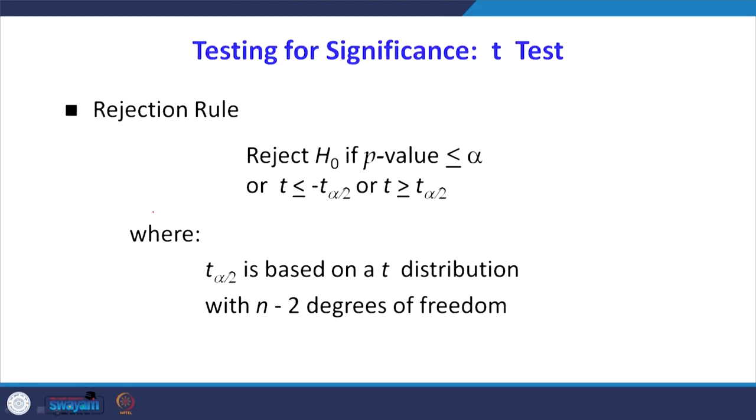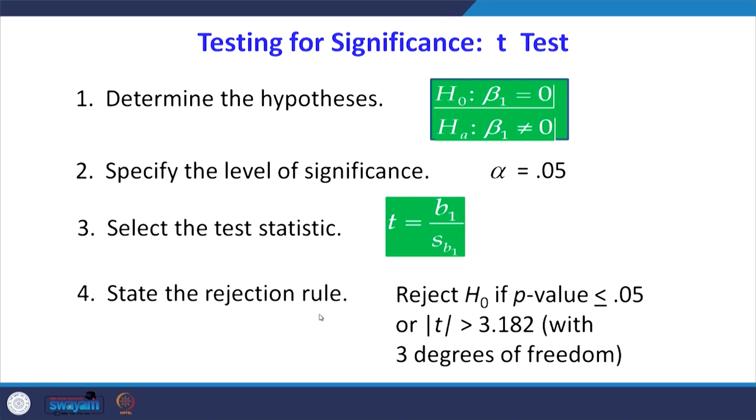What is the rejection rule? Reject H naught if the p value is less than or equal to alpha. We have seen this many times. If the p value is less than alpha, you have to reject it, otherwise accept it. Here T alpha by 2 is the two tail test, because we are writing beta 1 equal to 0, beta 1 not equal to 0. And when you look at the T table, you have to see n minus 2 degrees of freedom.